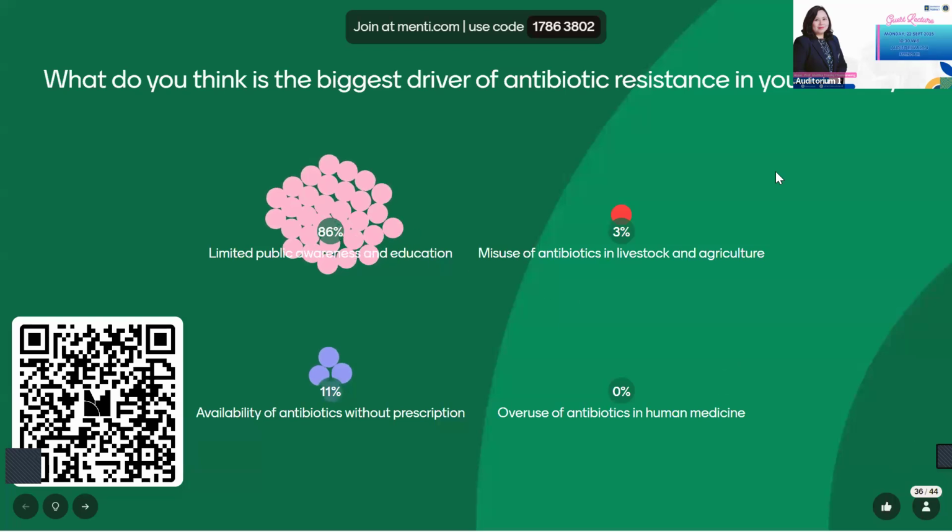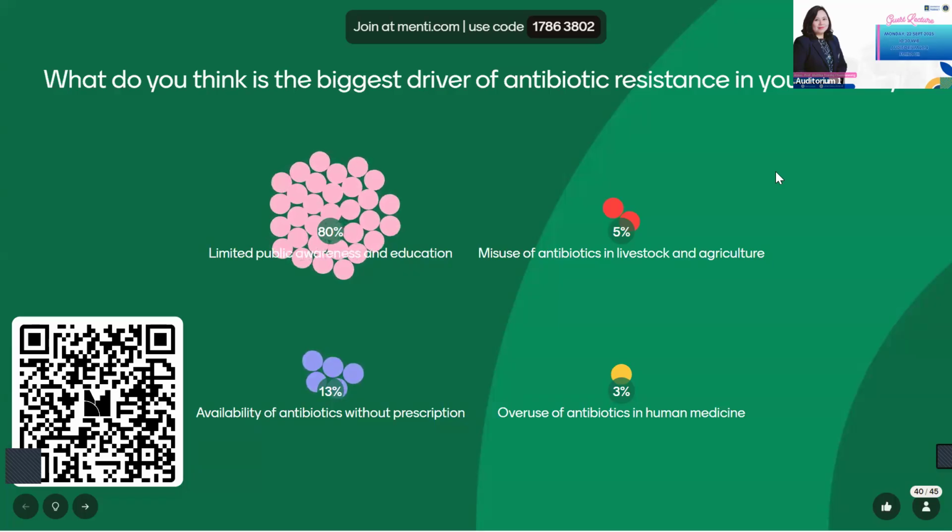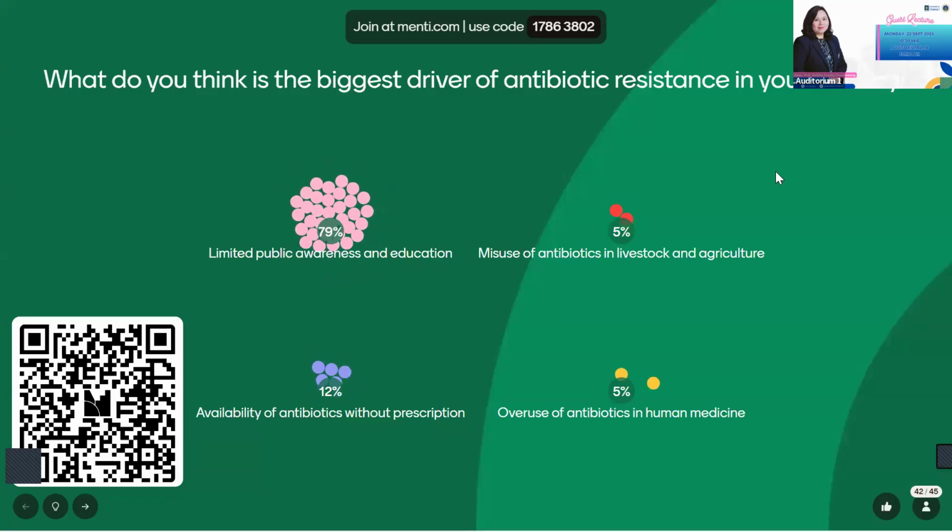I have to say that if I ask this question in a different country, I will get a different answer. Some might say that all choices are the biggest driving cause of AMR, right? Not just overuse in humans, but misuse in animals and agriculture is also a possible driver of AMR. And as you said, if you don't have education or awareness, it would be one more factor that drives AMR.